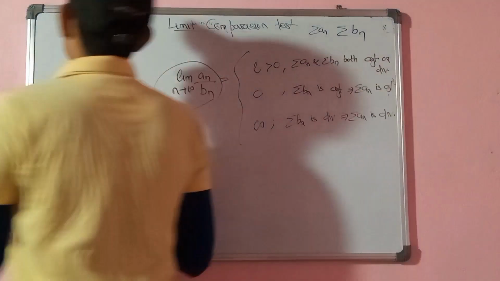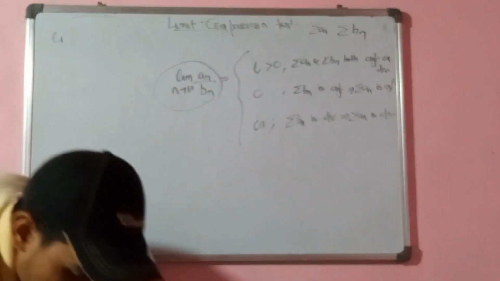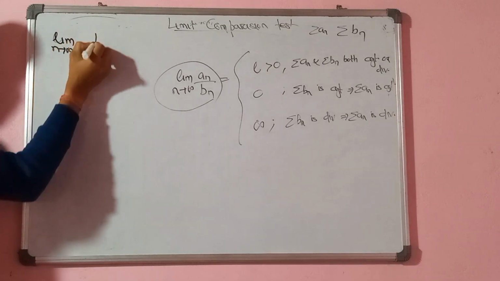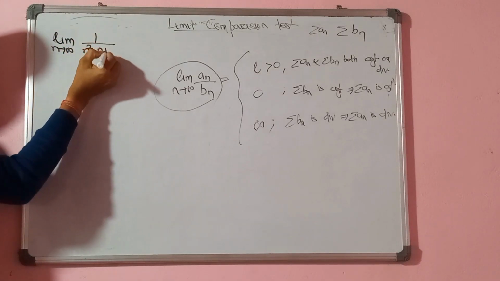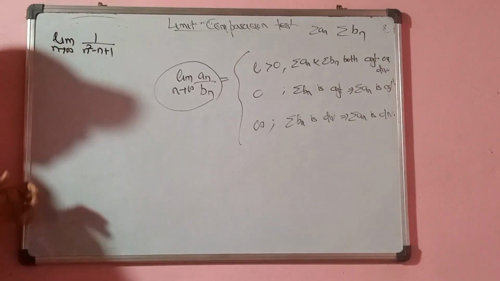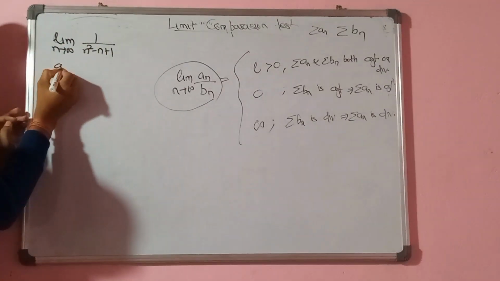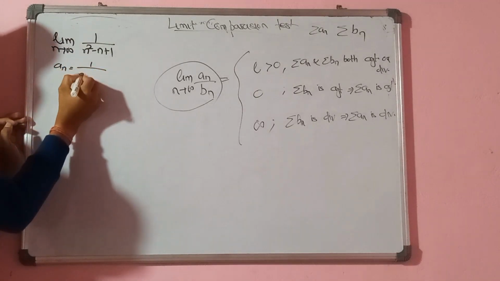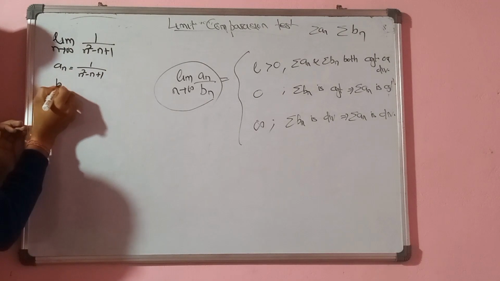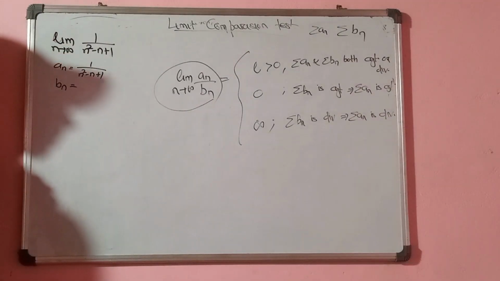Okay, see here. Suppose my series is the limit as n tends to infinity of 1 by n square minus n plus 1. So like the previous test, only An is given. You have to assume Bn. So what is my An here? My An is 1 by n square minus n plus 1. So you have to assume that Bn. So how will you take it?